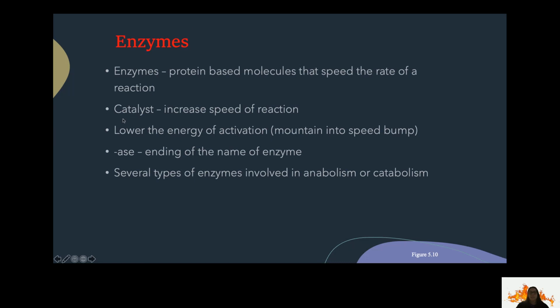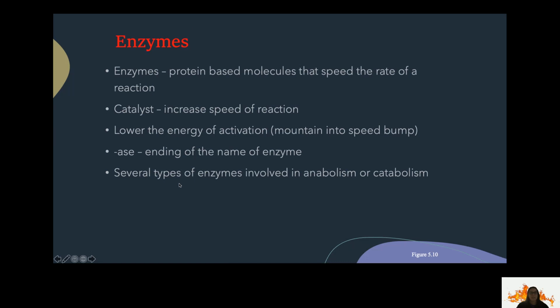Now, some features of these catalysts are that they lower the energy of activation. They basically take a huge mountain of a reaction and turn it into a smaller speed bump. And as they lower the energy of activation, their function is to help make that reaction occur, but they aren't actually used up during that reaction. They're just making the reaction happen at their active site. All enzymes end in ACE at the end of the name. So it lets you know you're talking about an enzyme if you hear the ending with the name ACE.